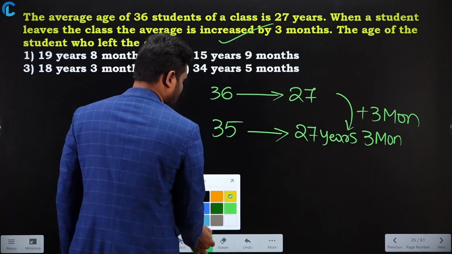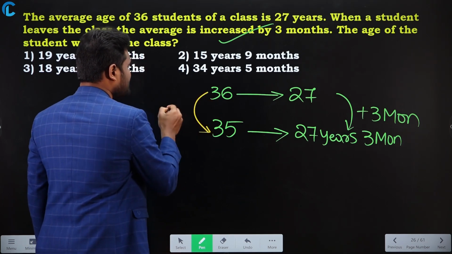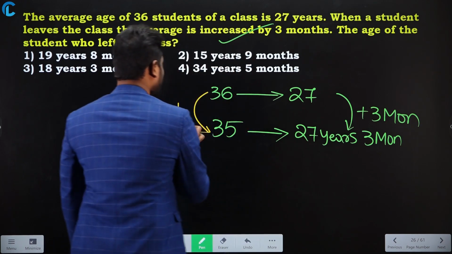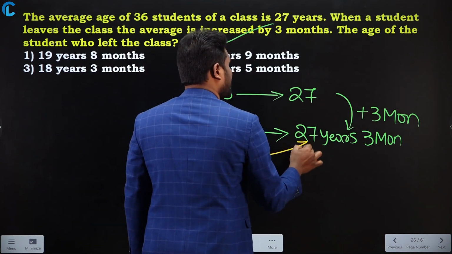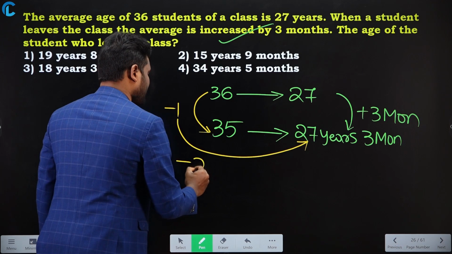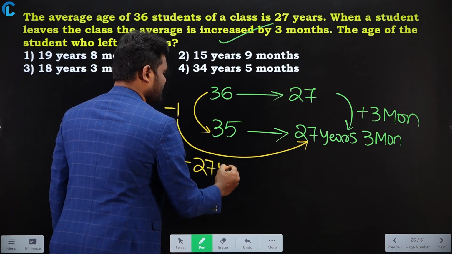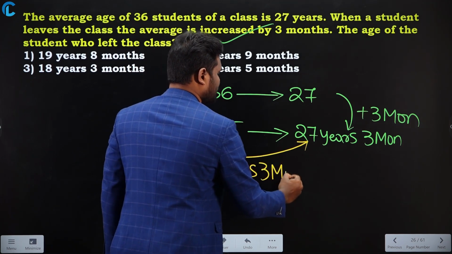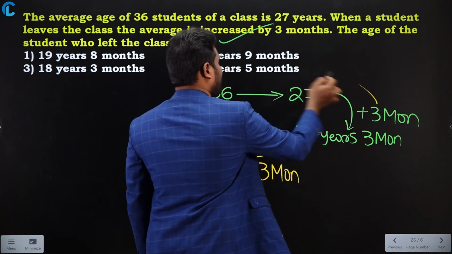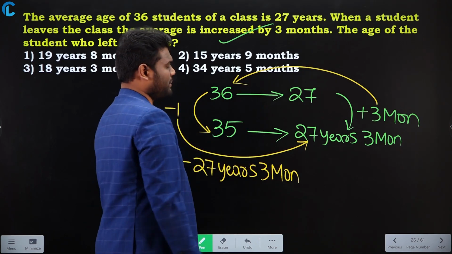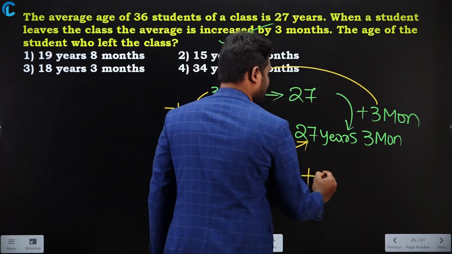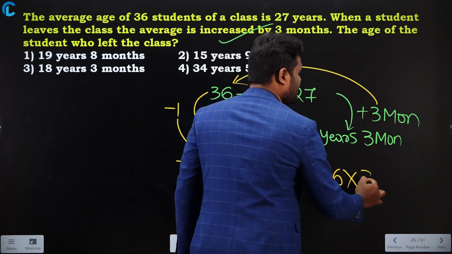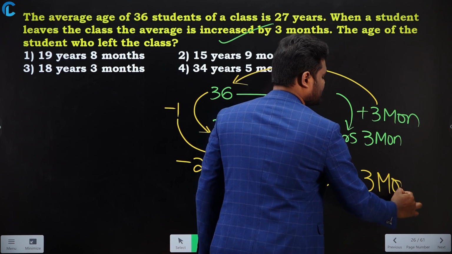Go with the same technique whatever we have discussed earlier. Left hand side difference is -1. Right hand side difference is plus 3 months. Calculate it. Left hand side difference multiplied with right hand side bottom number. Now it is going to be -27 years 3 months. Yes or no? Similarly, right hand side difference multiplied with left hand side top number. So it is going to be plus 36 into 3 months. Yes or no? 36 into 3 months.